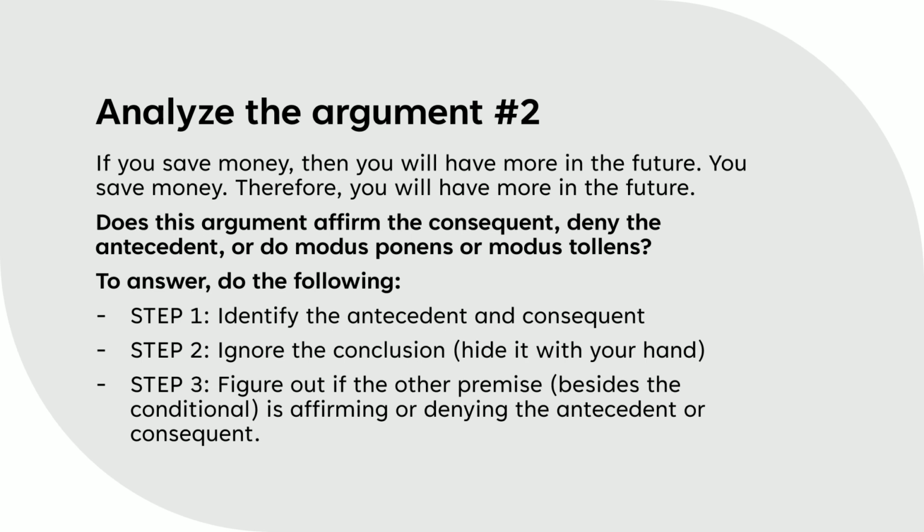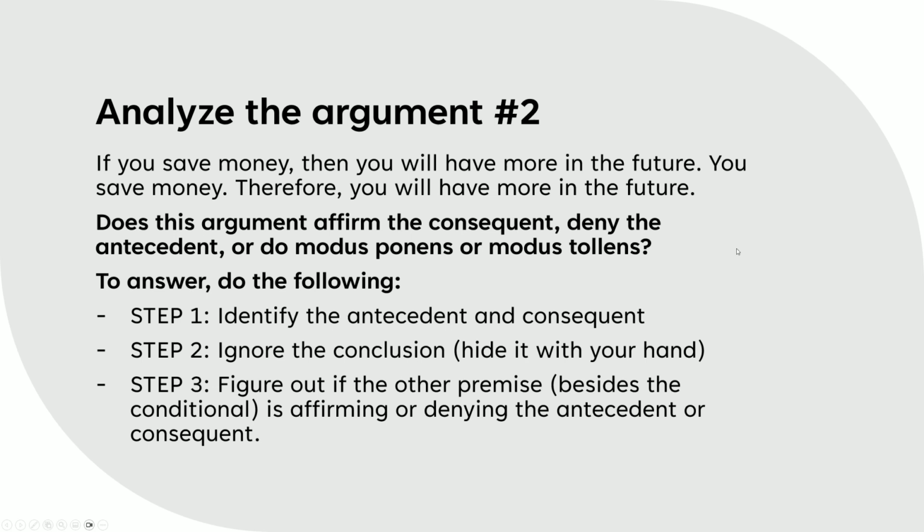Okay, so we're trying to figure out, what kind of argument is this? Let me just do it really quickly for you, then I'll go shorter, okay? I look at this argument and I go, where's the second premise? Where's the premise besides the conditional? Right here, you save money. What is you save money doing? It's repeating the antecedent. Okay, so the answer is modus ponens, because modus ponens means affirming the antecedent or repeating the antecedent. So the answer to this one is modus ponens.